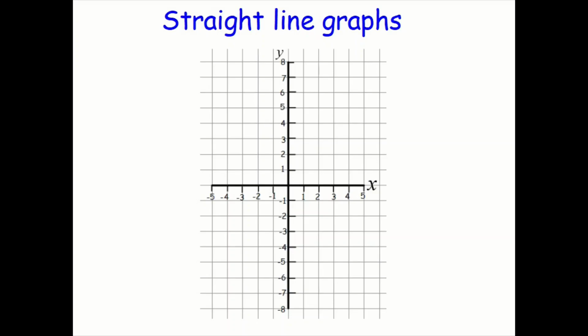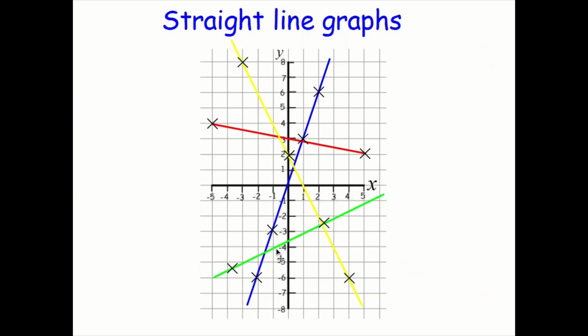Today we look at straight line graphs. Now, what are straight line graphs? Well, they are when you plot some coordinates and you get a straight line that looks maybe a little bit like this, but it can also look like this, or like this, or like this. There are many different ways straight line graphs can look.